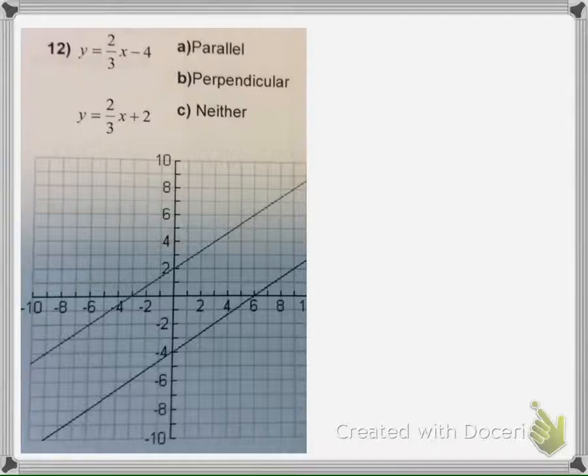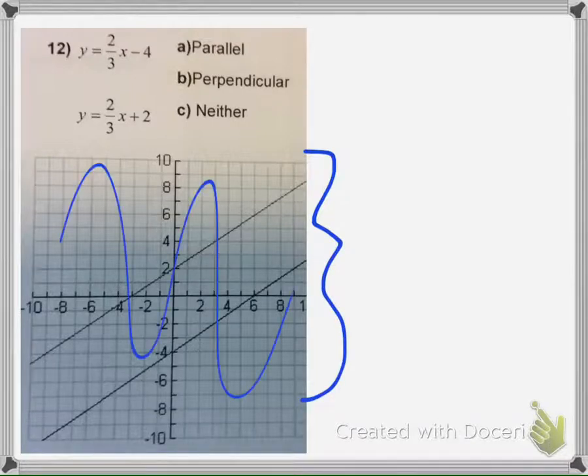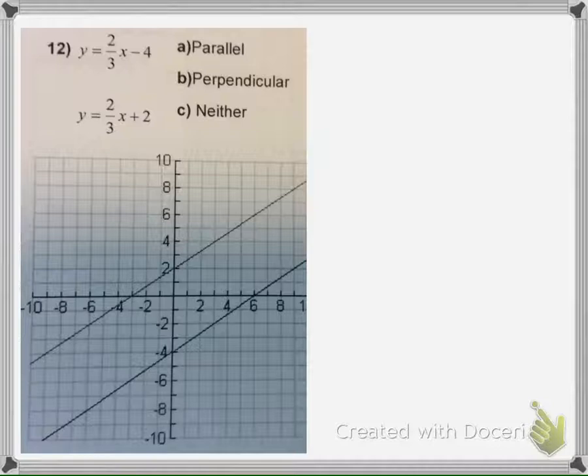Okay, so let's take a look at example 12. Now, let's pretend this graph right here was not there. So ignore it for right now. Let's focus on the equations. So we're asked, if we were to graph these two equations, what type of lines would they make?